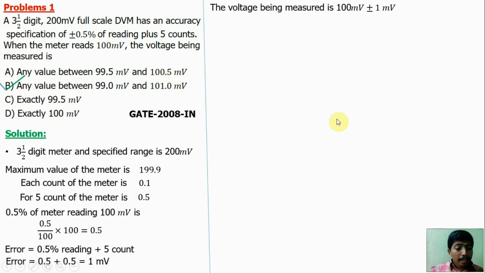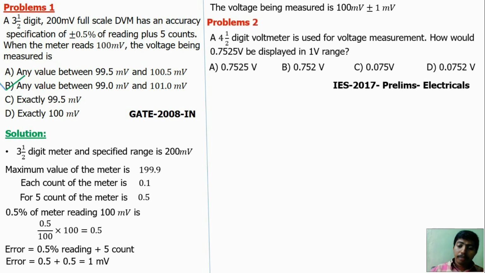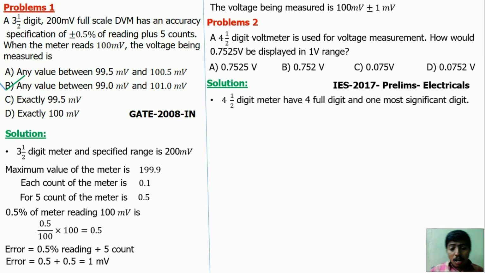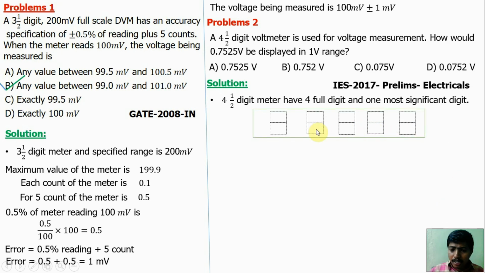Okay. Then we will solve another question from the Indian Engineering Services, question 17, prelims electrical. In that question, a 4.5 digit voltmeter is given. The range is 1 volt. If the input is 0.7525 volt, what will be the display? We know that 4.5 digit means it has five digits in total, 4 full digits and 1 half digit, the most significant digit. So the meter will be like that, 4 full digits and 1 half digit.